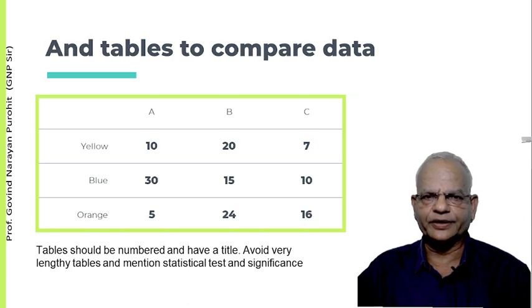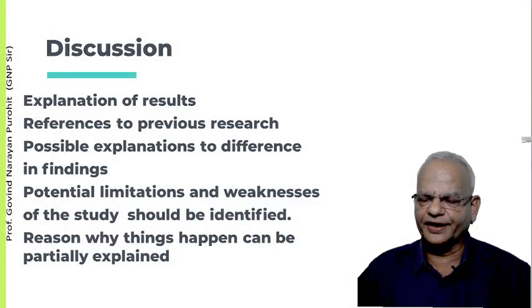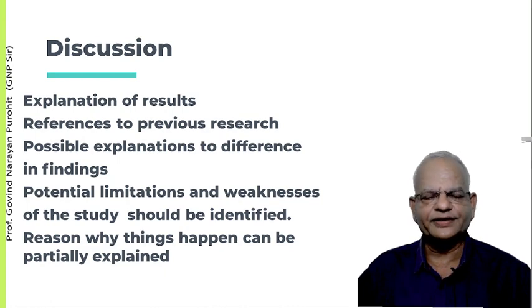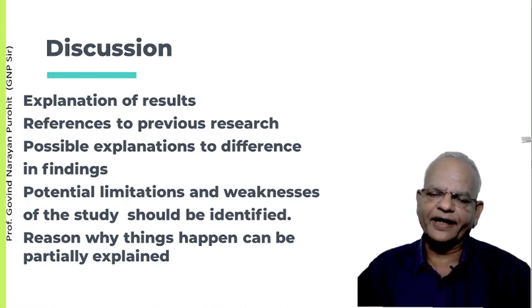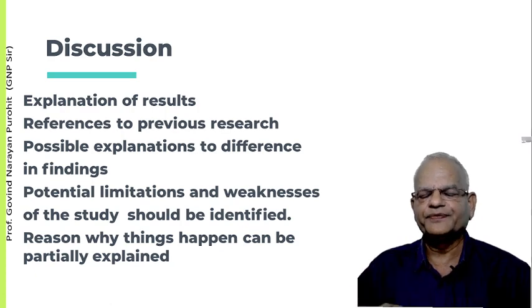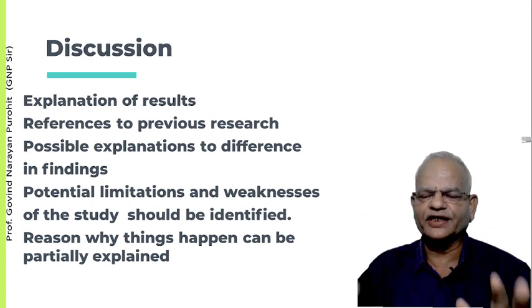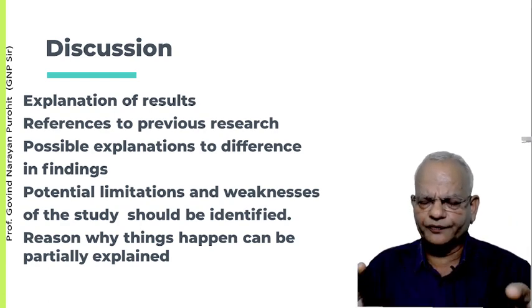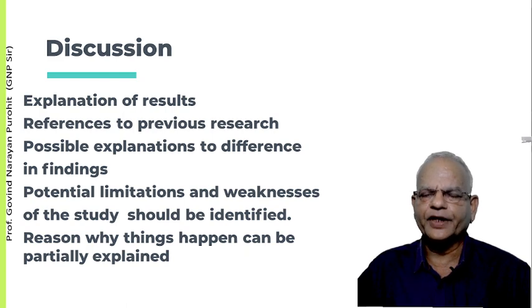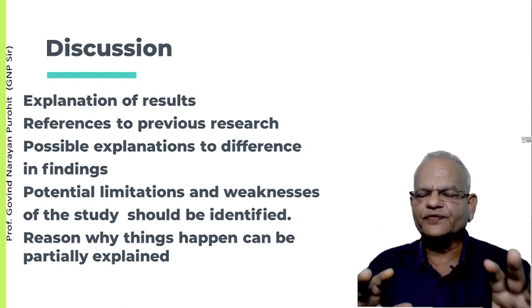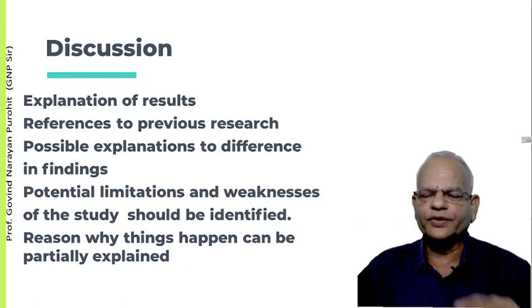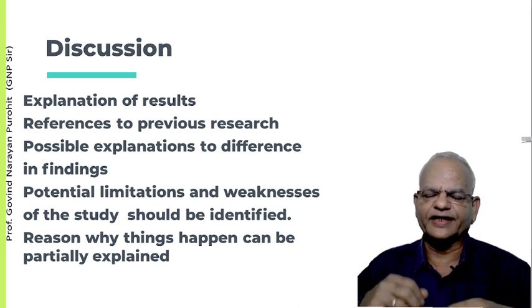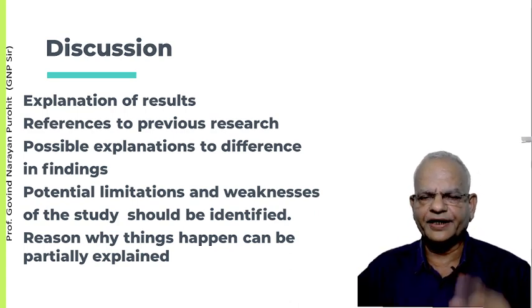That is very important. Then the discussion, which is the explanation of what you have obtained in your results. Give references to previous research, compare it with your findings, and give possible explanations for differences in the findings. Then mention the potential limitations and weaknesses of your study, and you can include some reasons why things happen. Don't include discussion which is not relevant to your study, because that creates a negative impact on the reviewer, that you are describing something else, right? Be very specific.